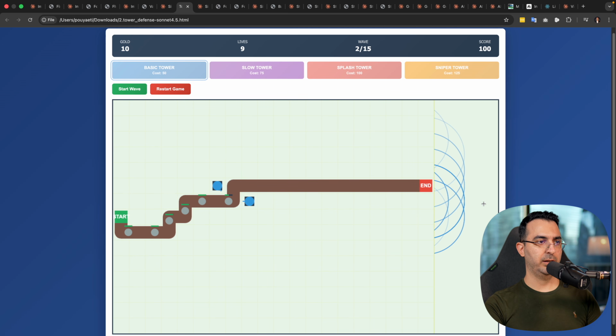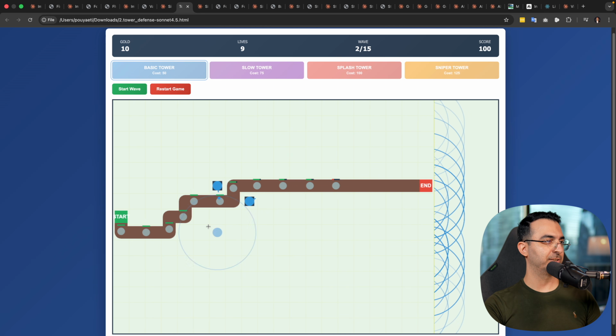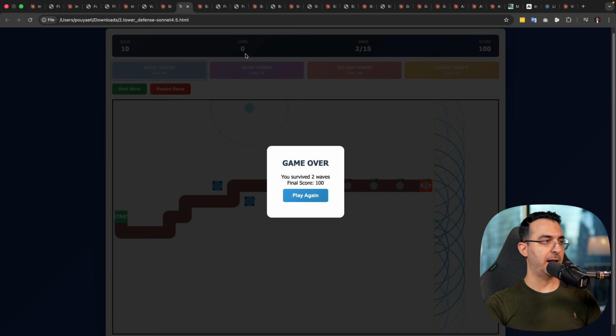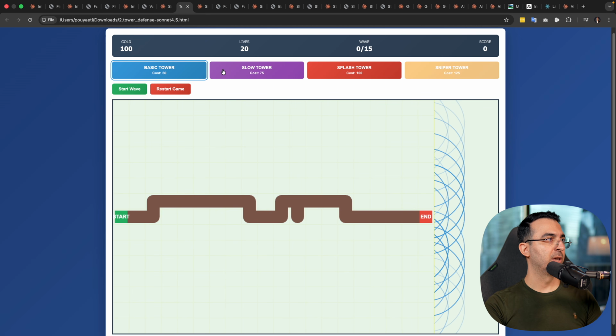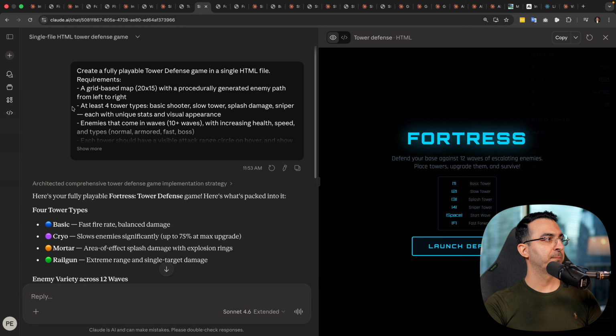Also, there is a bug here. You see, it's just creating these circles. Anyway, let's see if we lose here. This was the result of Sonnet 4.5, and we should lose now. Okay, we lost, and we survived only 2 waves, and the final score is this much. So it's not bad, but it doesn't look so good. It's so basic, right? Now let's look at the result that Sonnet 4.6 made for us.